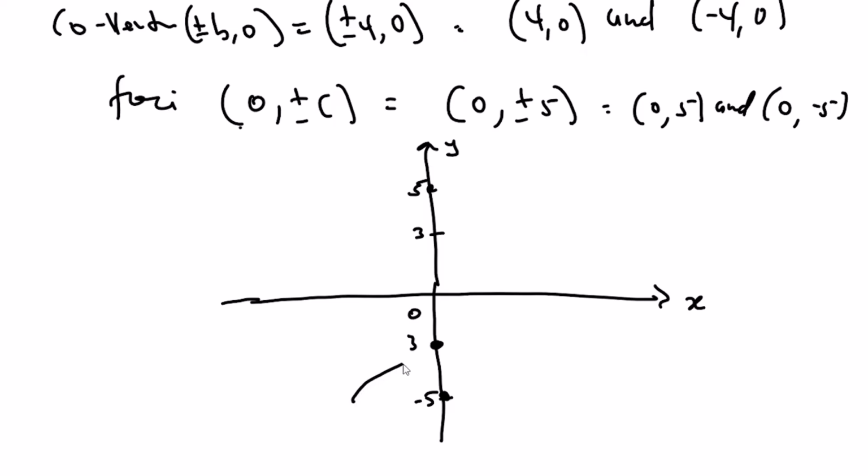So this is going to open like this. It's going to pass through the vertices. Now the co-vertices, we have 4 and negative 4. So it is simple as that. Now you have to sketch it. Alright, so that is that, the question.